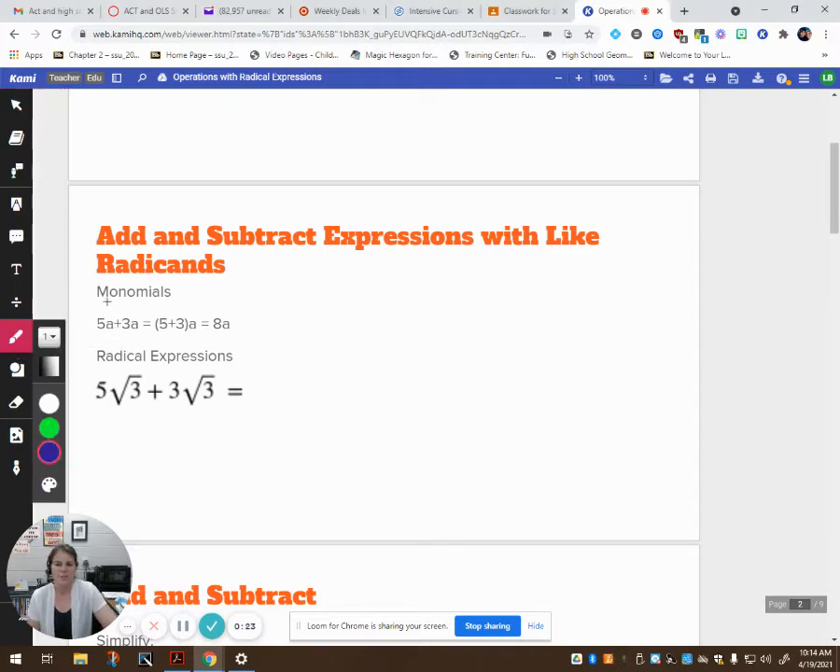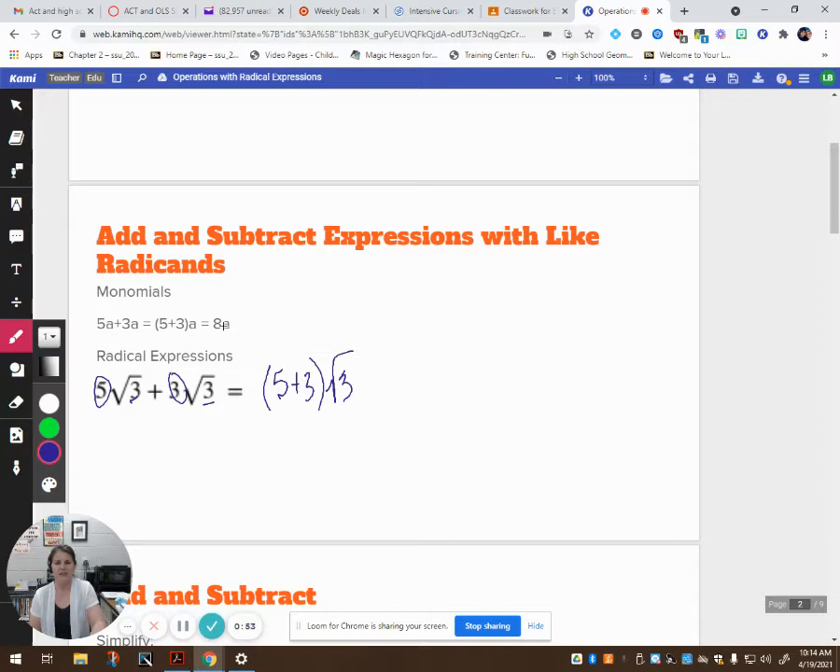So just like with adding monomials, we can add and subtract things with like terms. When they have the same variable, like 5a plus 3a, we can add that 5 and 3 together and get 8a. It's the same with radical expressions. As long as the radicand is the same, we can add their coefficients. So we could rewrite this as 5 plus 3 being multiplied by the square root of 3.